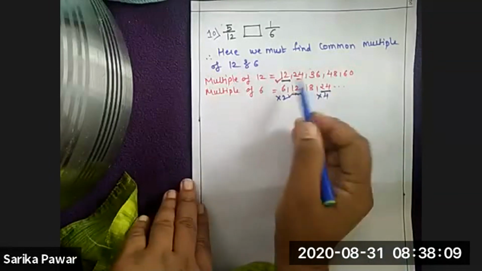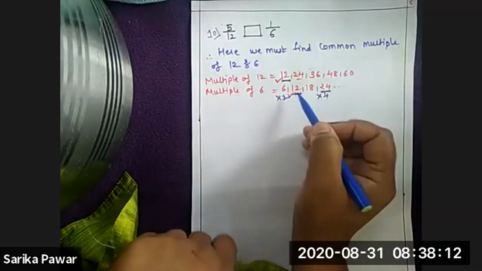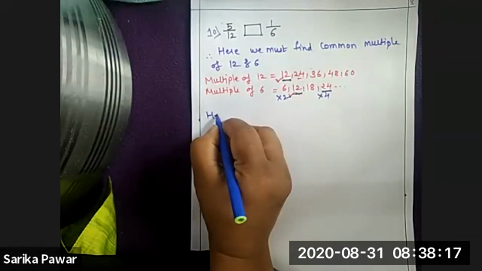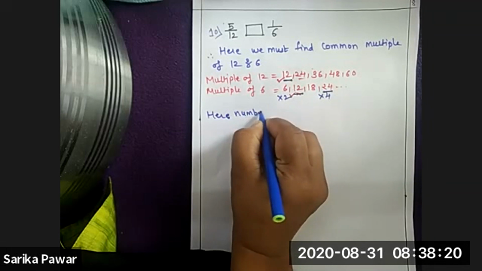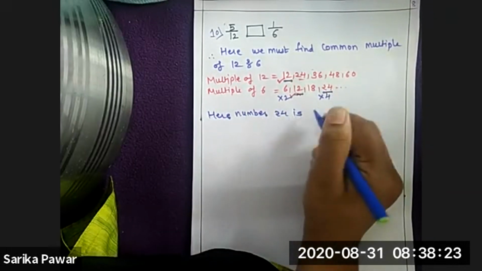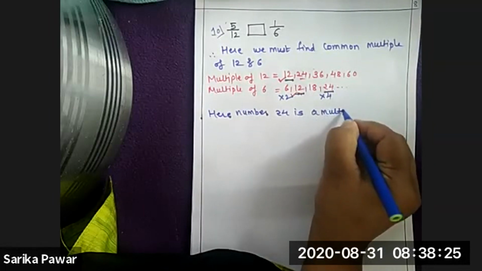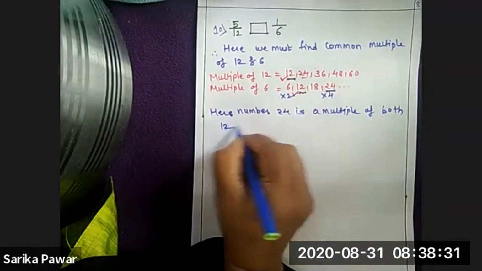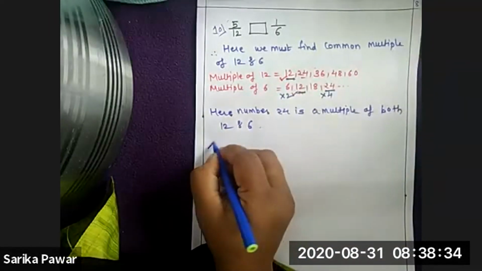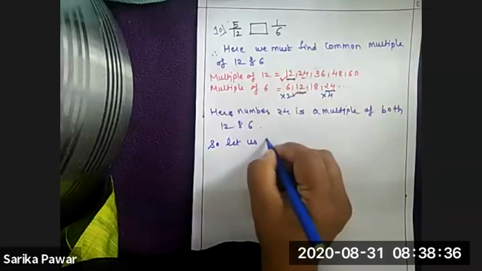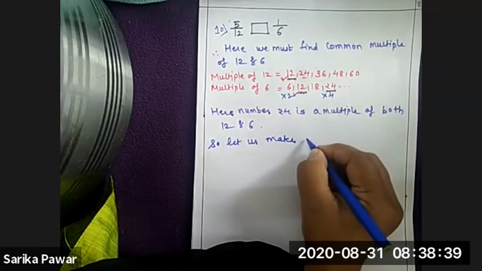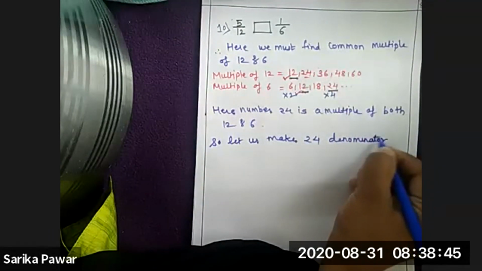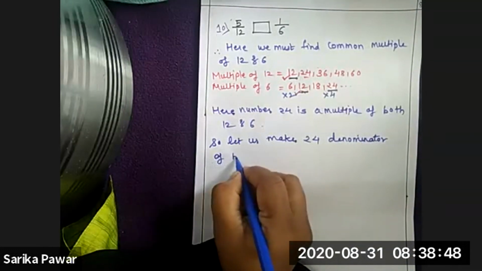Okay, I will take here 24. 24 you want to take? Okay, fine. We will take 24. Here, the number 24 is a common multiple of both 12 and 6. Now, let us make 24 the denominator of both the fractions.